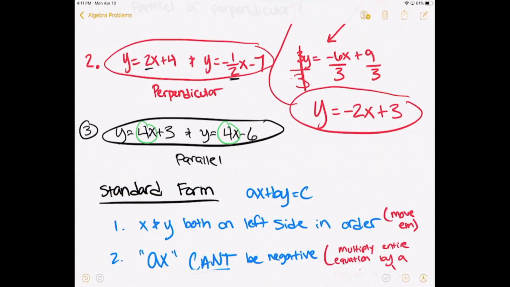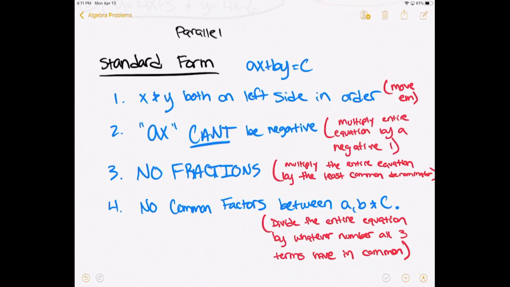Okay, then the last thing is standard form. This is the one that's kind of just the complete opposite of slope-intercept form. Okay, it looks like this. And this is the one that has the 4 rules or the 4 stipulations. The first one is x and y both got to be on the left side, just like I circled here in green. X and y got to be on the left. The constant has got to be on the right side.